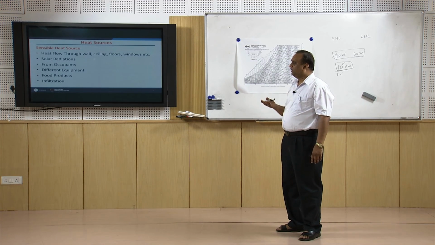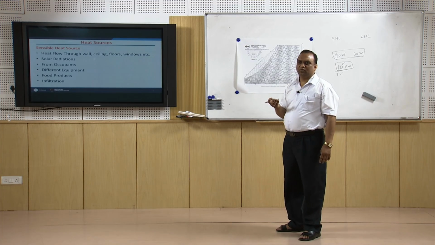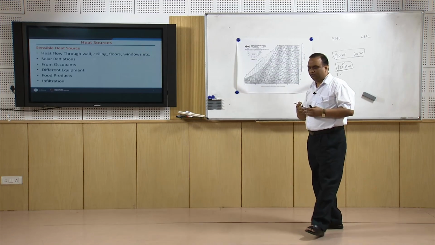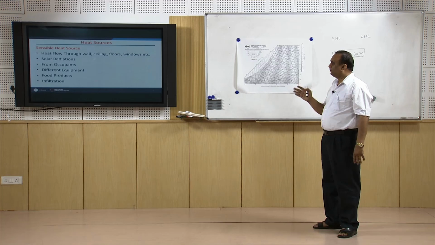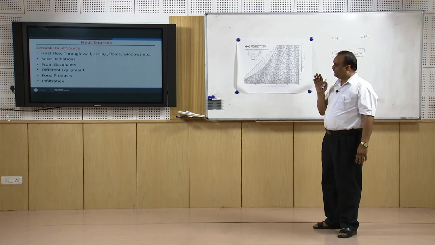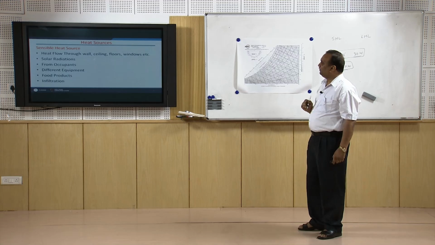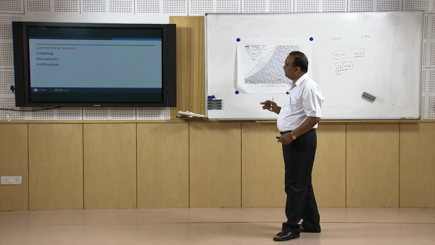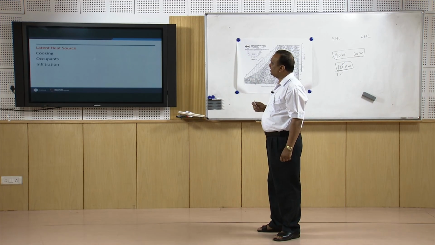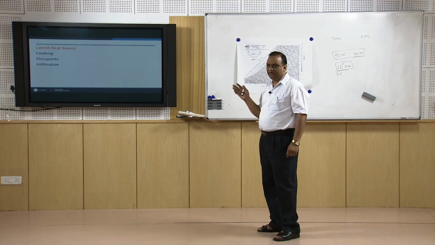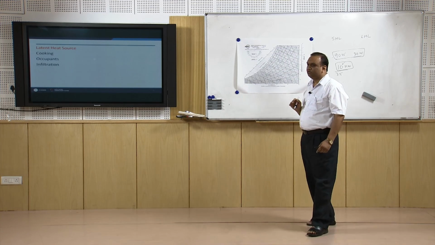Per kg of food product, let us say 600 or 800 kilojoules of heat. There is a huge list of different food products, each with a different value for heat liberated. Infiltration I have already discussed. Now, latent heat sources are cooking, occupants and infiltration. This I have also discussed.